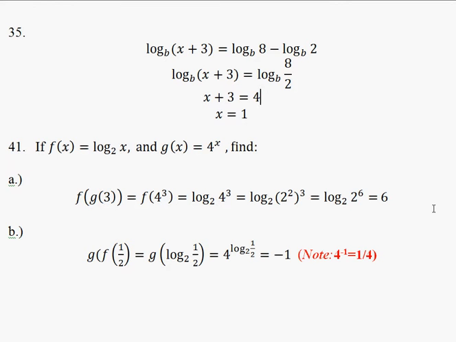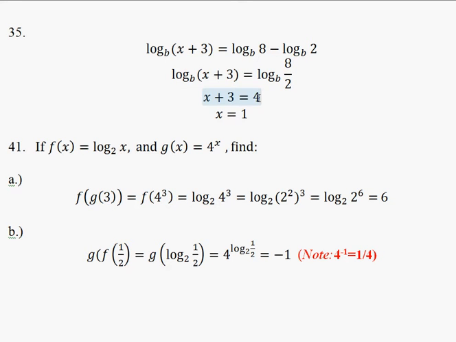Okay, now for problem 35, you're asked to solve this equation. You're given that log base b of the quantity x plus 3 is equal to log base b of 8 minus log base b of 2. Well, b is the same base in all of these, which is really nice. So you're going to leave the left side alone. You're going to simplify the right side, because this is log base b of 8 divided by 2, since it's subtraction here. So you're using your law of logs right here. So you have log base b of 8 divided by 2, which is 4.